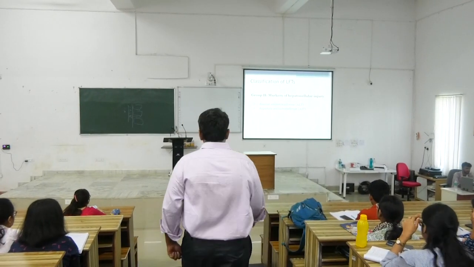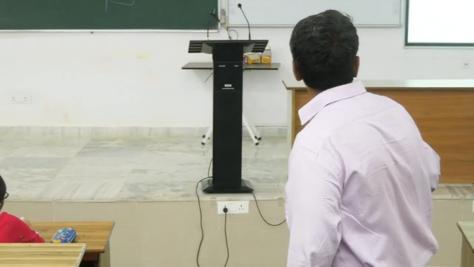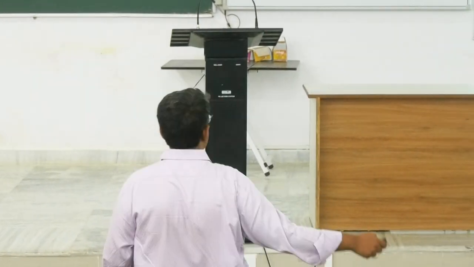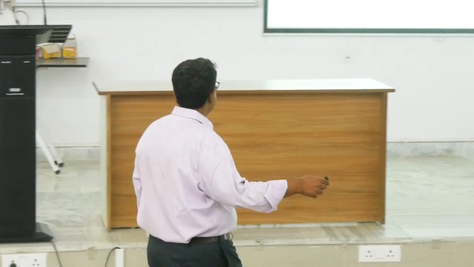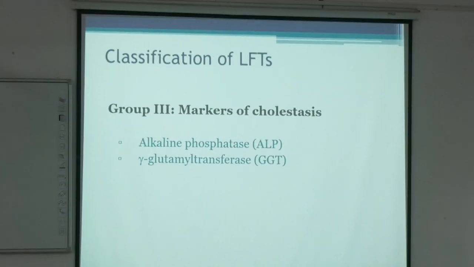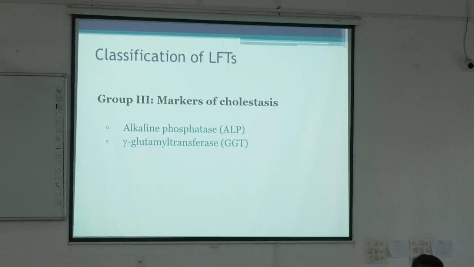So, the first group was conjugated and unconjugated bilirubin. The second is your alanine aminotransferase and aspartate aminotransferase, which are the markers of hepatocellular injury. And finally, you have markers of cholestasis, that is alkaline phosphatase and gamma glutamyl transferase.